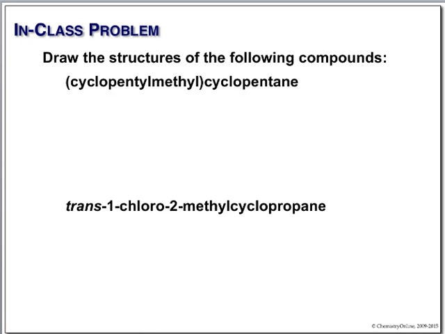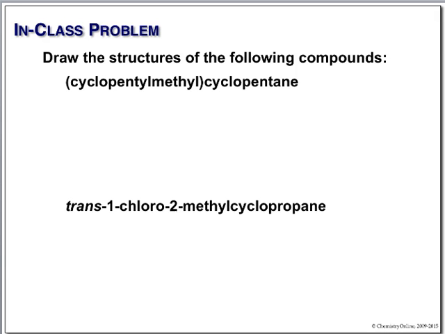All right, here's a couple more. Draw the structure of cyclopentyl methyl cyclopentane. Our parent is cyclo, what is it? Oh, cyclopentane. Our parent is cyclopentane. So just draw a perfect pentagon. Now attached to that is a cyclopentyl methyl. What in the world is that? Remember, our point of attachment is going to come last in our name here. So that's just a carbon.